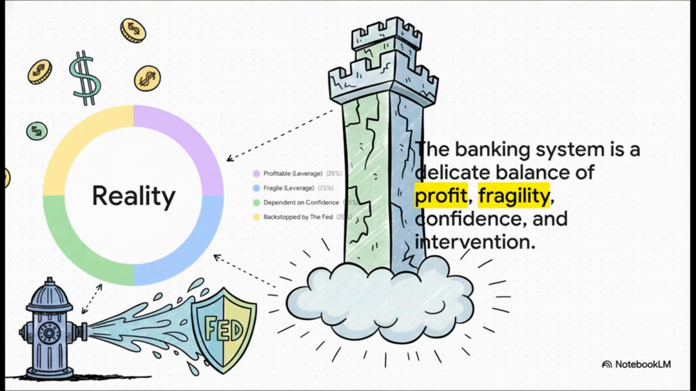So let's put this all together. The reality of our modern banking system is this incredibly delicate balance. It's a system that is profitable because it uses leverage and maturity transformation, but it is also inherently fragile for that exact same reason. Its day-to-day stability is completely dependent on that invisible pillar of public confidence. And because of that fragility, the entire structure is ultimately backstopped by the Federal Reserve, which has to act as both the manager and the firefighter. Every single piece is tied to all the others.